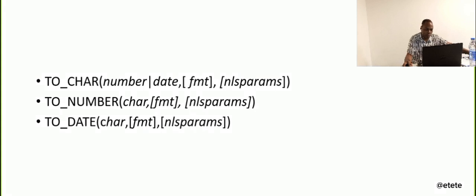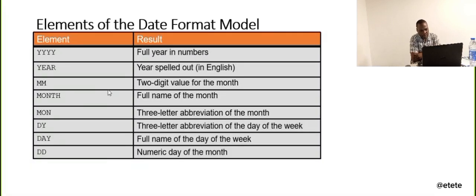which tell you how your output is going to be returned to you. Now, these are the elements of the date format model. In the case of dates, these are the elements. You will be seeing me use them practically. So this element, YYYY, tells you that you are looking at the full year in numbers. If it is 2023, it's going to return it in full, 2023. YEAR is going to return it in spelling.